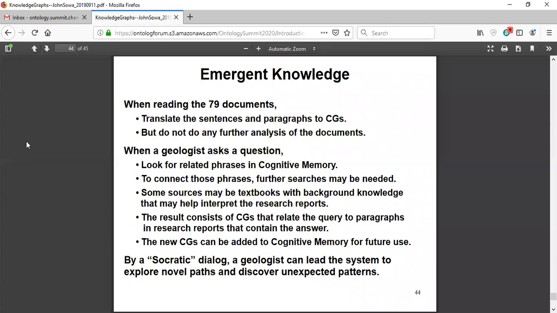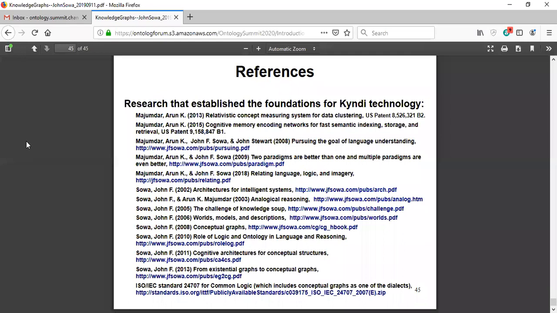Now, this is work that was done a few years ago, and you can find references on slide 45 at the end. There's a lot of links, and you can read more if you want. But the point is that this is the kind of work that we're still working on, just individual projects. But one of the goals of this system is to develop technology that can be sold to the world, so that anybody can use this.